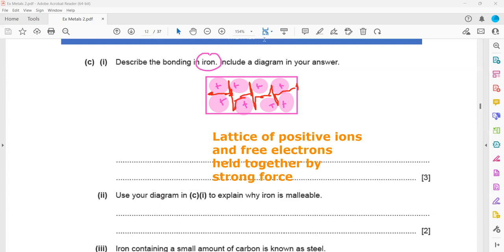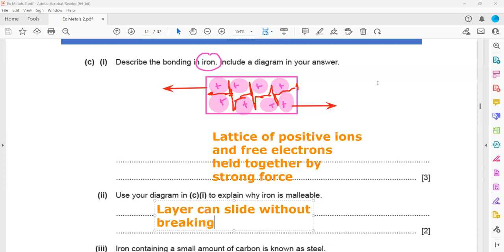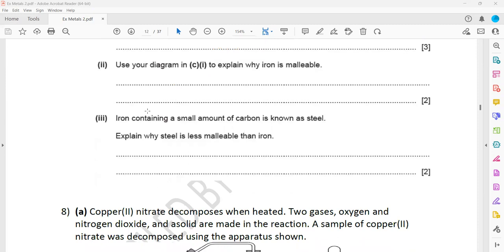Use your diagram and explain why iron is malleable. The term malleable means these layers can slide over each other without breaking. The term malleable means we can hammer it into shape. And how can we hammer into shape? Because the layers can slide past each other without breaking down. So we call that substance malleable. Ductile means we can stretch and draw it into wire.